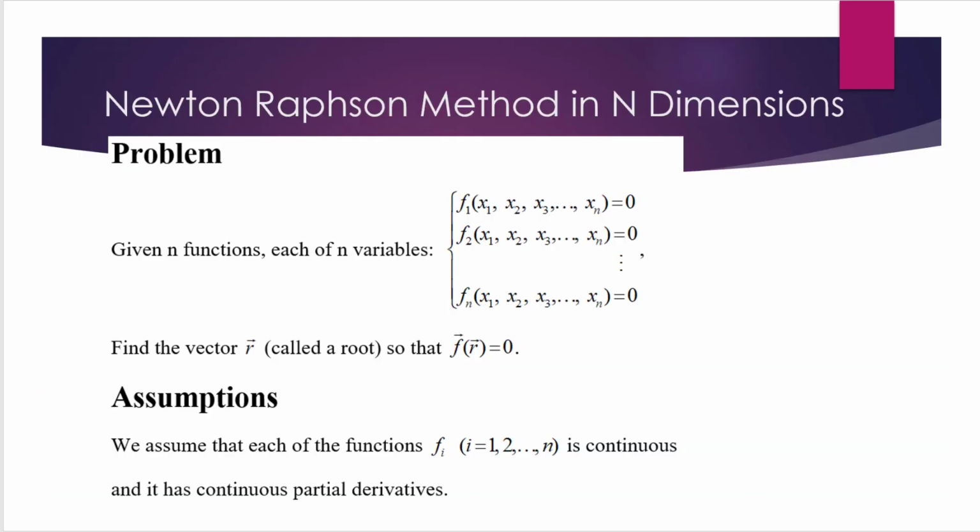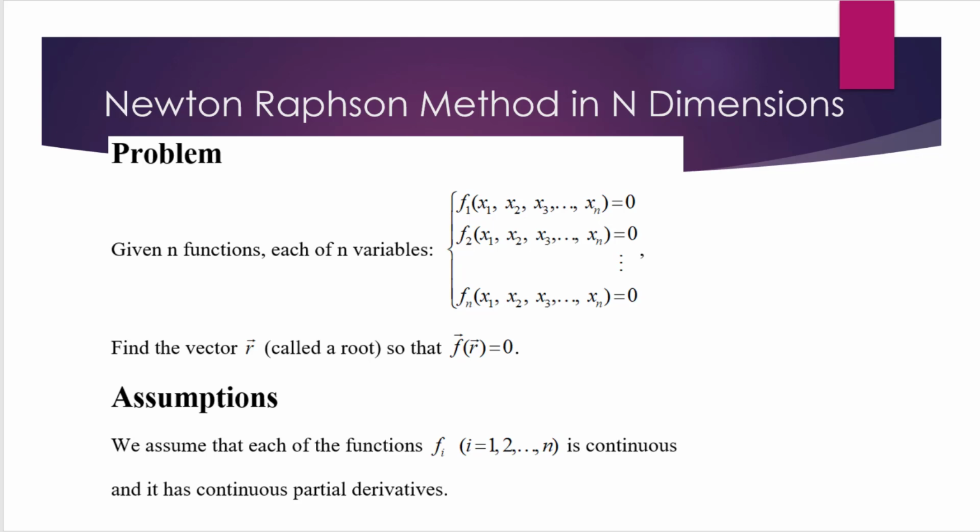So the problem is still a root finding problem, but for all the previous topics we used scalar valued functions, while this time we will use a vector valued function. Given n functions, each of n variables, so the functions are f1, f2 until fn, and each function has n variables, x1, x2 until xn, we want to find a vector r, called a root, such that f(r) is equal to 0.